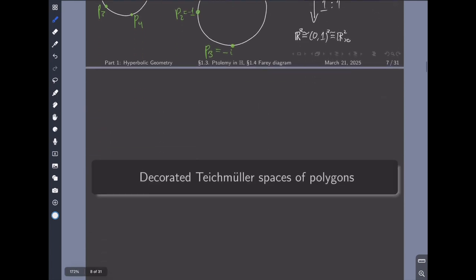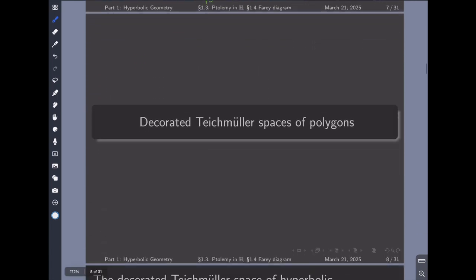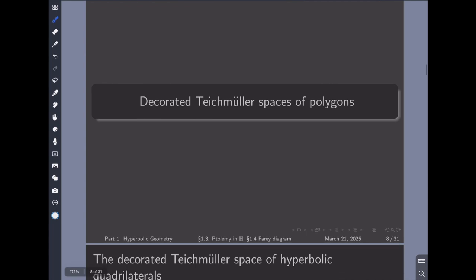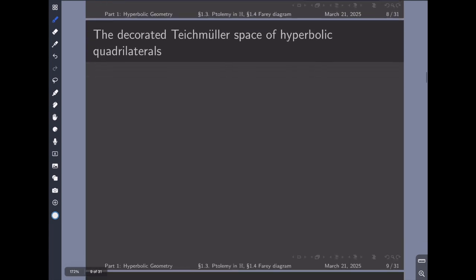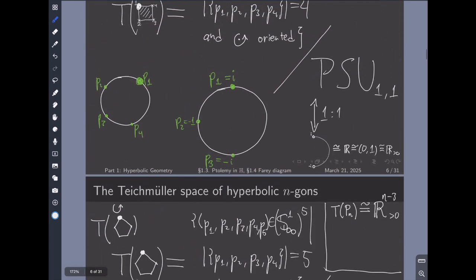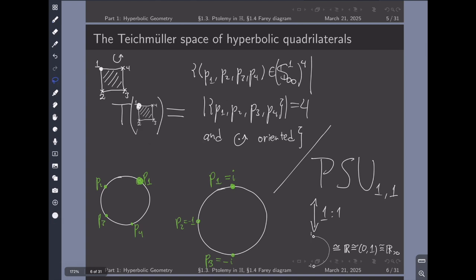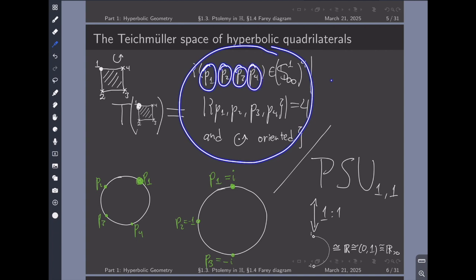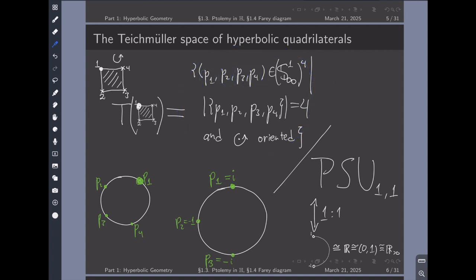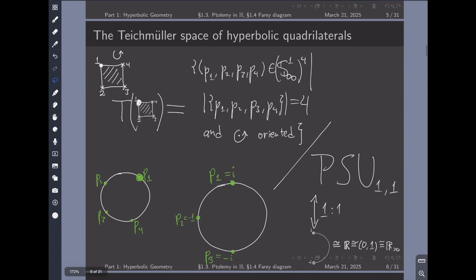Okay. Now decorated. So what I'm going to do now is simply take the points and declare a point in decorated Teichmüller space to be a point in Teichmüller space, but with one horocycle based at each of the points here. Yeah. So let me copy paste.